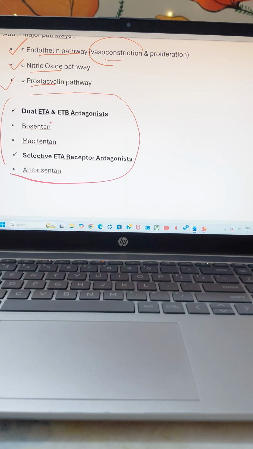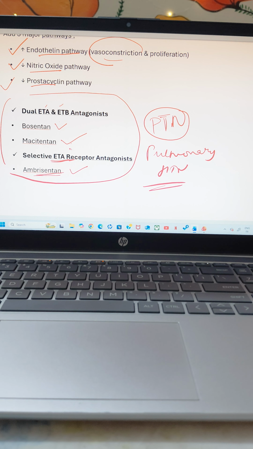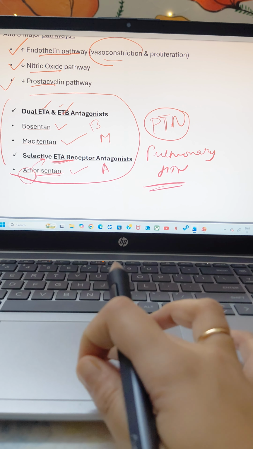We have Bosentan, Macitentan and Ambrisentan. Ambrisentan is a selective ETA receptor antagonist, whereas Bosentan and Macitentan are dual ETA and ETB antagonists. These drugs are used in pulmonary hypertension. You can remember it as Ambrisentan, A, so it is selective for ETA, whereas B and M have dual action on ETA and ETB.